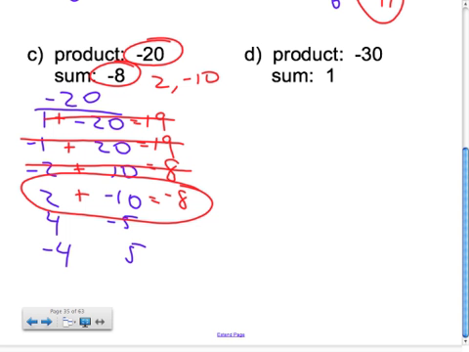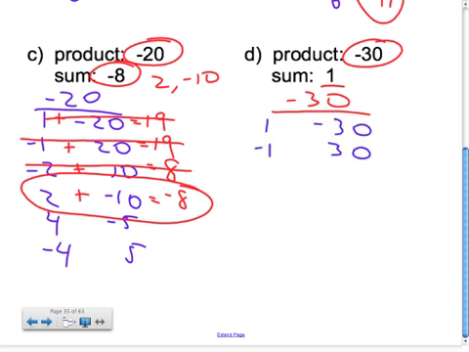And then finally, the product is negative 30, sum is 1, so you have negative 30. And again, you're going to get to a point where I'm not going to expect you to list all these factors. I'm just simply doing this as an introduction. Okay, so the product is negative 30, so 1 and negative 30, negative 1, positive 30. And then I have negative 2 and 15, and 2 and negative 15. And then I have negative 3 and positive 10, and 3 and negative 10.